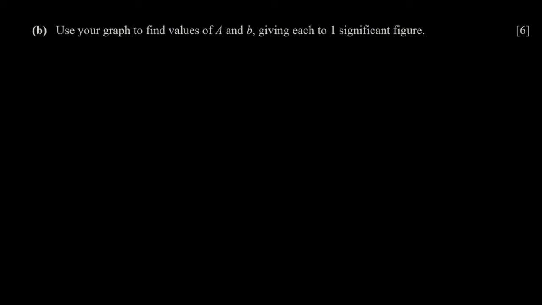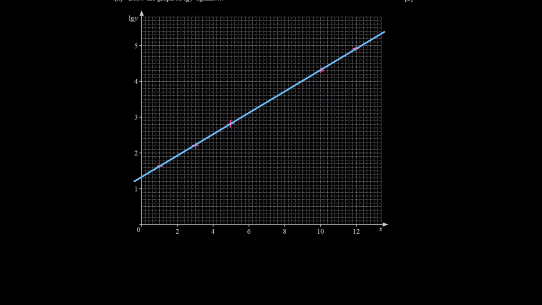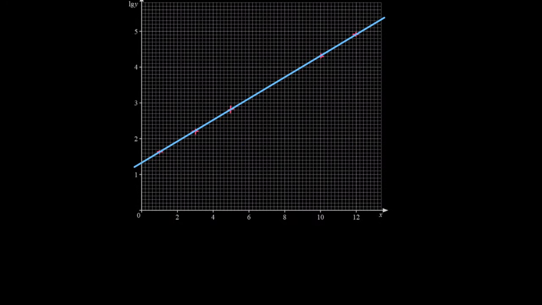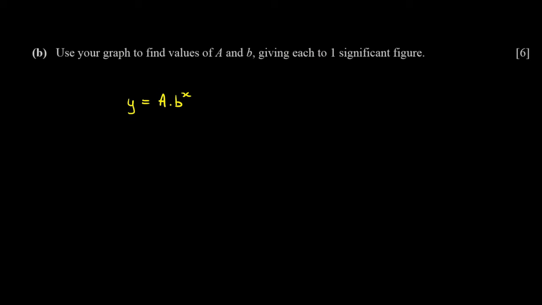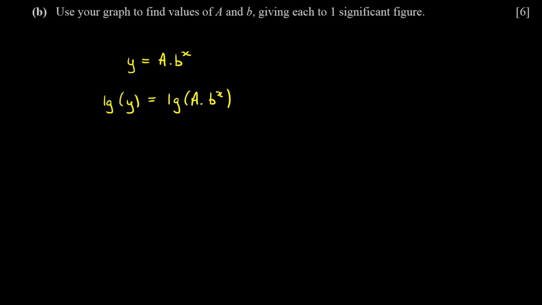Okay, then part B, use your graph to find the values of A and B, giving each to one significant figure. Well, okay, I think to do this, let's just write down the equation that we're given in the question. So we're told that y is equal to a times b to the power of x. Let me just double check that. Yeah, and I think with all these questions, basically what you want to do is you want to log both sides. So we're going to use log base 10 because that's what we've got in the question. So log y is equal to log of a times b to the power of x. And then what we can do is use the log rules, right? Because log of ab is equal to log a plus log b. So here I'm going to get log a plus log b to the power of x.